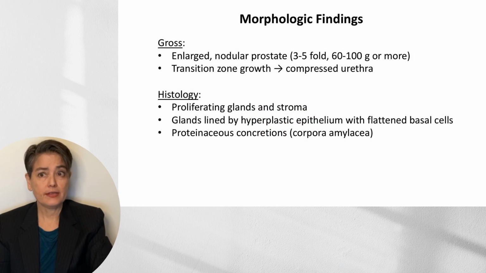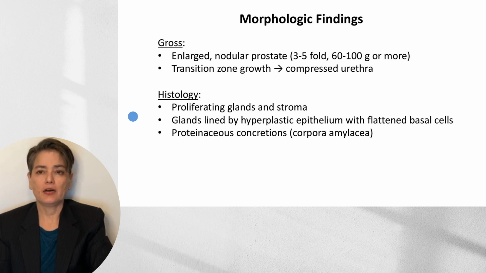So what do we see in BPH? The prostate will be enlarged and nodular. It can be 3 to 5-fold larger than the typical prostate and may weigh 60 to 100 grams or more. In the early stages, the transition zone is where most of the growth will be seen, and it will compress the urethra. However, I'll show you an example on the next slide that shows a very advanced image that shows how nodular the entire prostate can become.